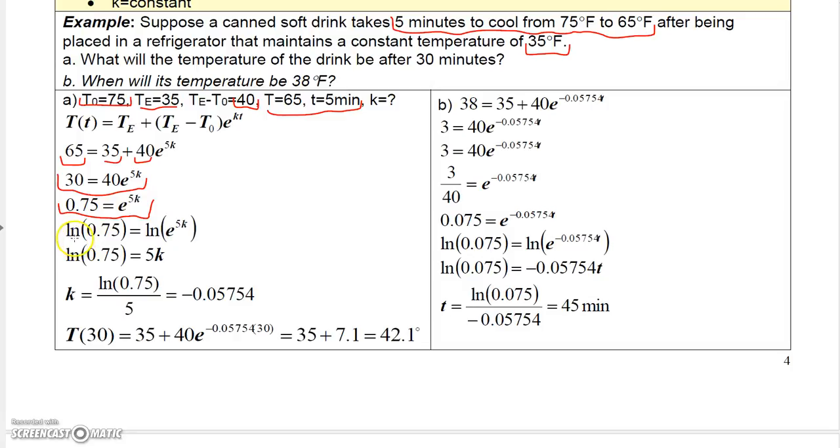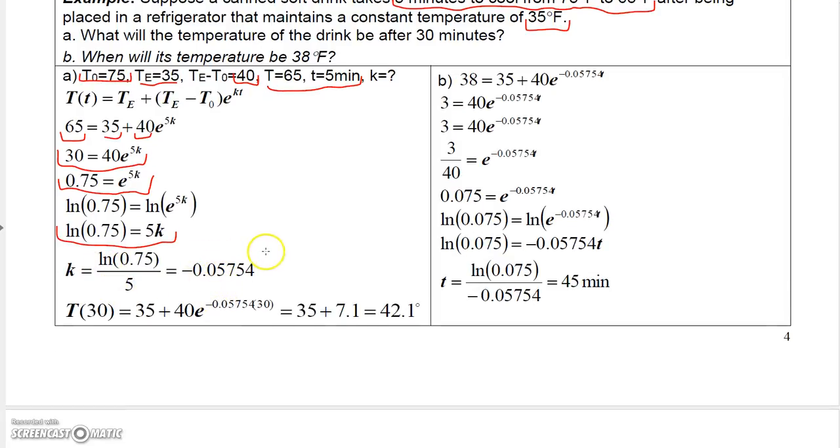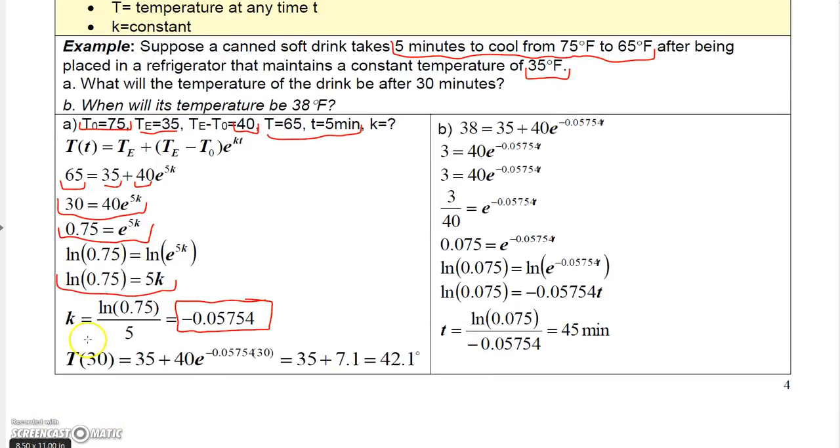And then take the natural log of both sides, so I get natural log of 0.75 is natural log of e to the 5k. Well, we know natural log of e to the 5k is just 5k, so I have natural log of 0.75 is 5k, and now take natural log of 0.75 and divide it by 5. I'm going to go ahead and use a calculator approximation of 0.05754.